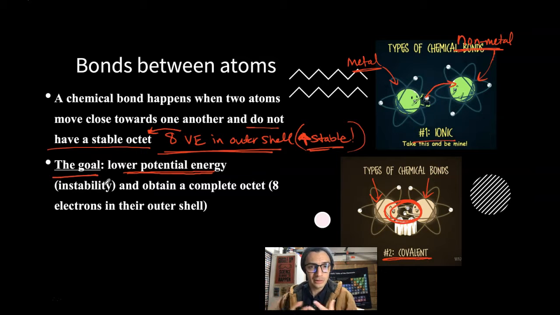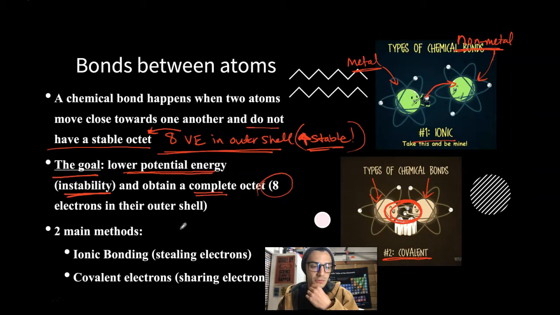But actually the universe wants to do the opposite. It wants to spread energy out as much as possible and not keep it contained in one little spot. The idea of energy being spread out throughout the universe is actually the goal of all matter, and when things form bonds, that's the process that's trying to occur. So the goal is to lower that potential energy, or what we'd call instability, and obtain what's called a complete octet, basically 8 electrons in the outer shell. So that's the point of the octet rule and why it happens. There are two main methods for solving this.